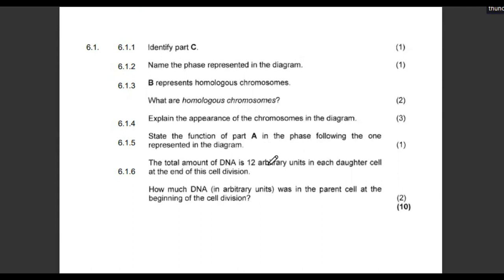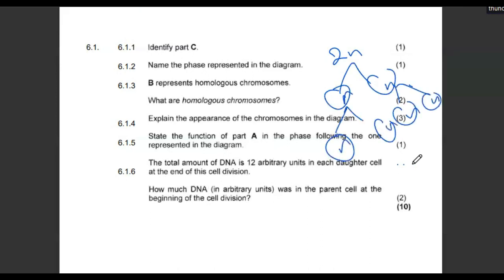They are saying that the total amount of DNA is 12 units in each daughter cell at the end of this cell division. How many DNA units were in the parent cell? Remember, you start with 2N. You form two cells, 1N, 1N, then you form another two cells, so 1N, 1N, 1N, 1N. So if your daughter cells have 12 here, and the parent is twice that, then 12 times 2 is 24. So the answer is 24 DNA units. Don't forget to put the units as they are being given to you.